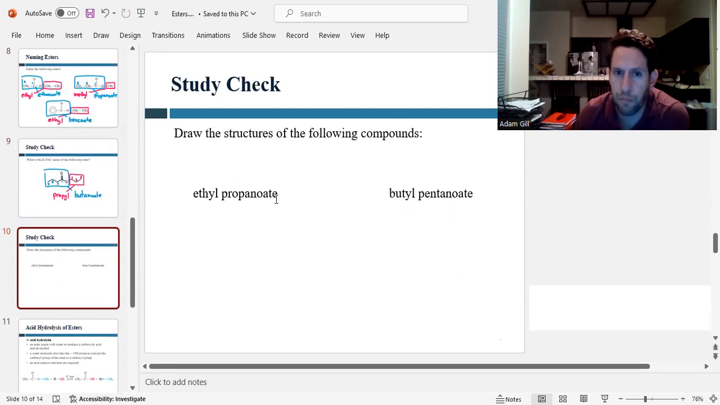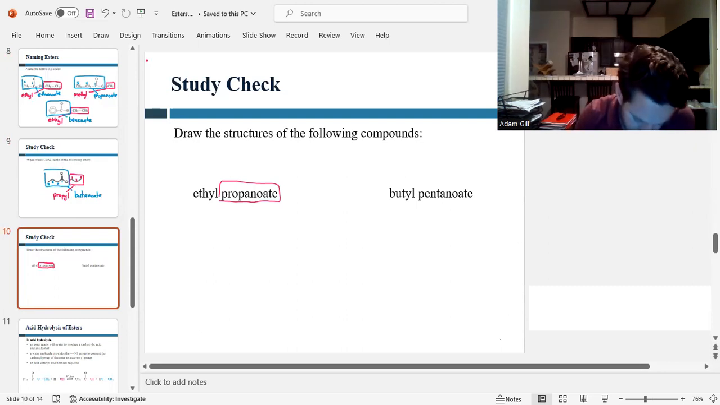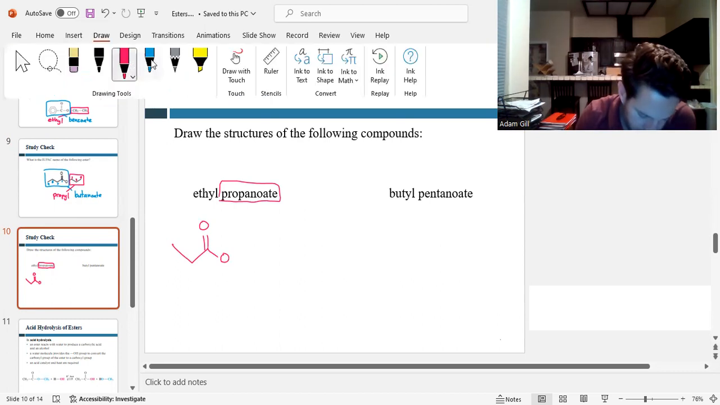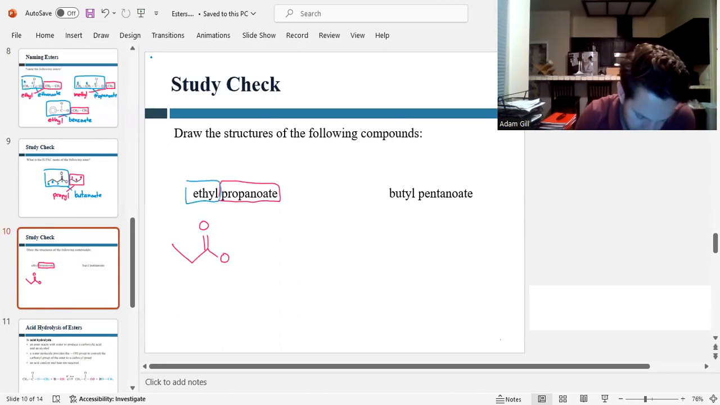So ethyl propanoate. So I'm going to start with the parent, the propanoate. Prop means 3 carbons. So 1, 2, 3. That is propanoate. And the ethyl means 2 carbons. So 1, 2. That is ethyl propanoate.